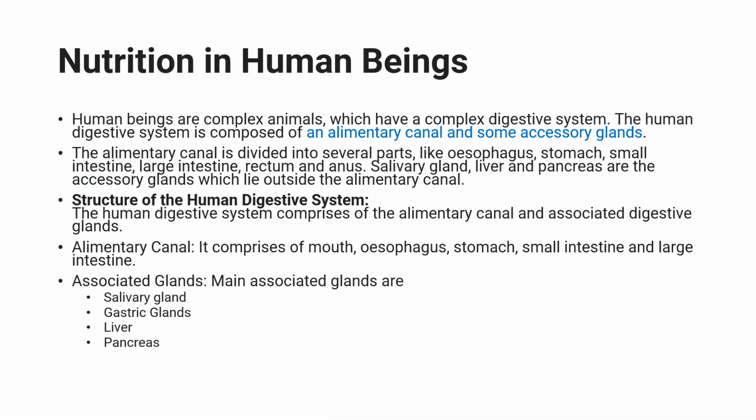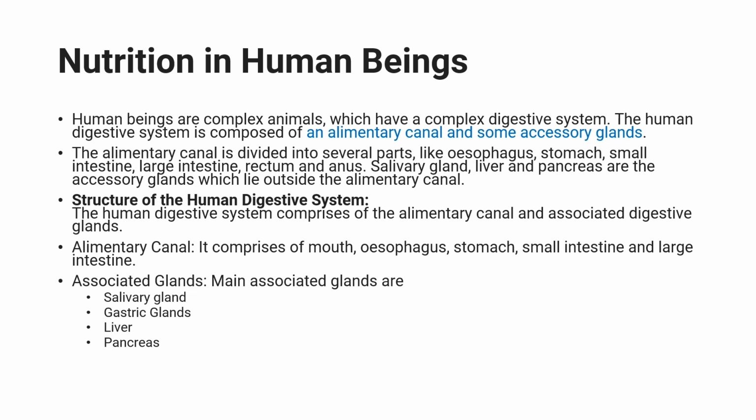Now let's look at the nutrition in human beings. Human beings are complex animals which have a complex digestive system. The human digestive system is composed of an alimentary canal and some accessory glands. The alimentary canal is divided into several parts like esophagus, stomach, small intestine, large intestine, rectum and anus. Salivary gland, liver and pancreas are the accessory glands which lie outside the alimentary canal.